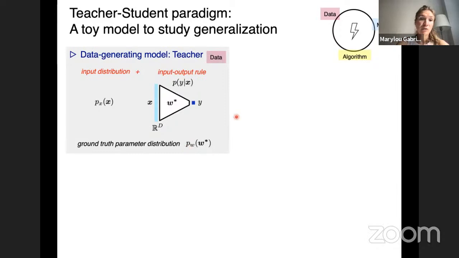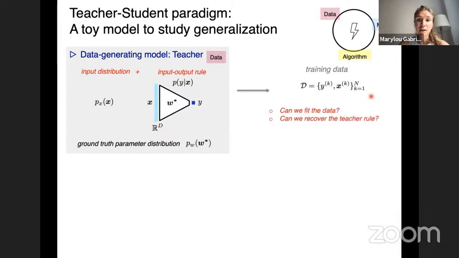Once we have decided what the data generative model is, which we are going to call the teacher, we can sample its training data set. So we sample, independently, n pairs of inputs and outputs from this model. And then we ask ourselves: can we fit the data, of course? And also, can we recover the teacher rule? Can we go even beyond only fitting the training data and have something that will generalize if we have recovered the right teacher rule? So what we need in order to fulfill this program is to choose a model and choose an algorithm to realize the program.